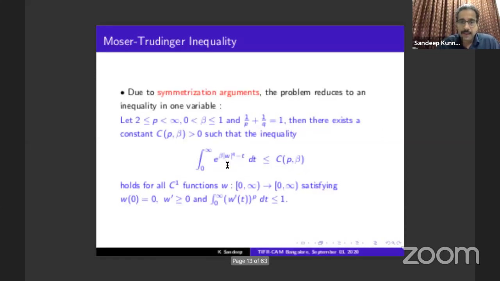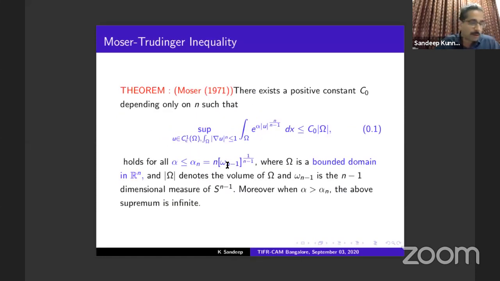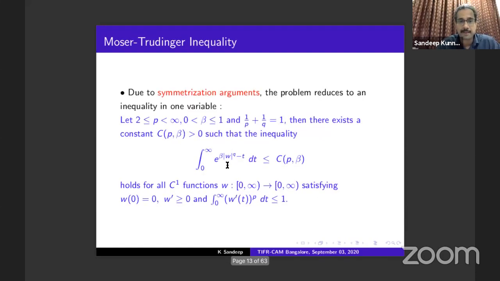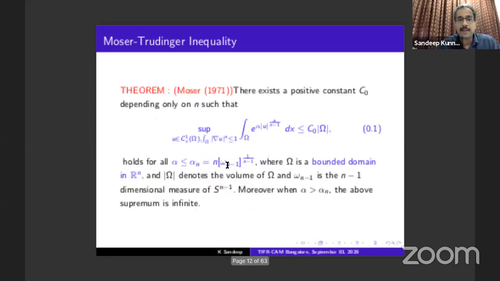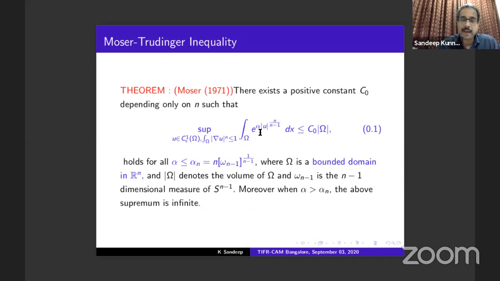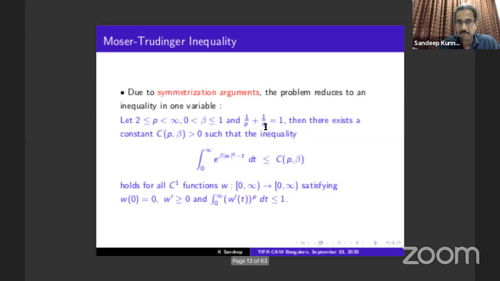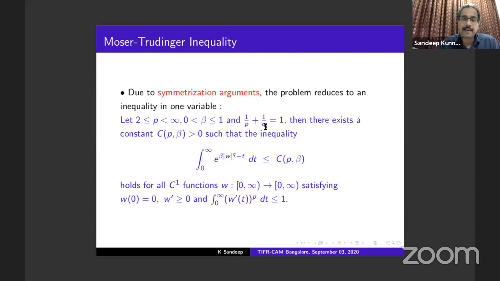So let me just tell you a few words about the proof, how Moser proved this inequality. The main tool which he used is what is known as symmetrization. Using symmetrization, you can actually reduce this problem to proving this inequality in the case when omega is a ball and u is a radially decreasing function. And then you can do some change of variable, and then you end up proving this kind of a one variable inequality. So let me just read out this inequality.